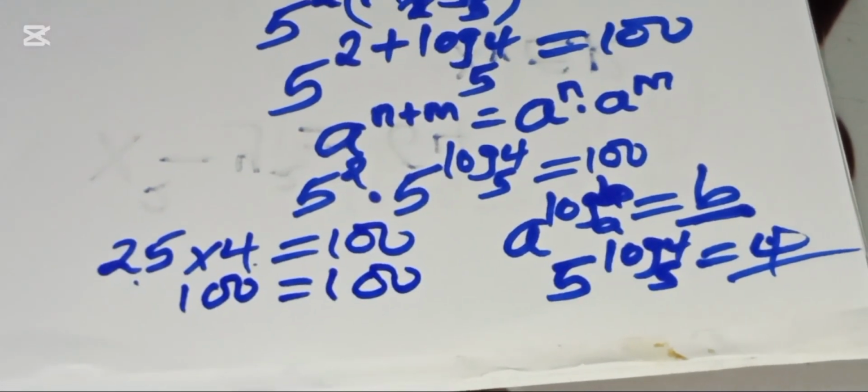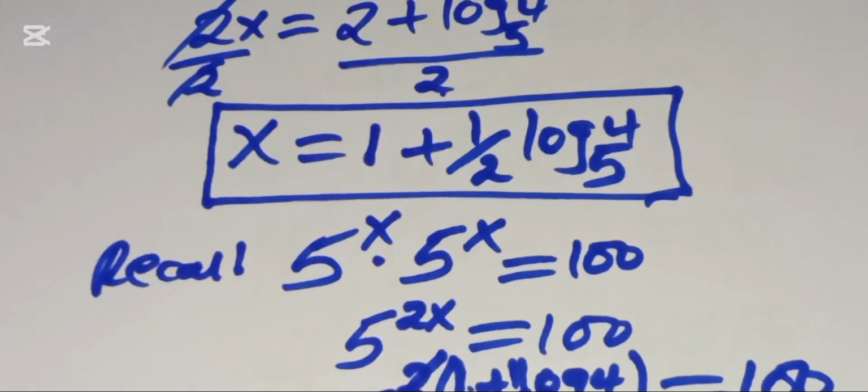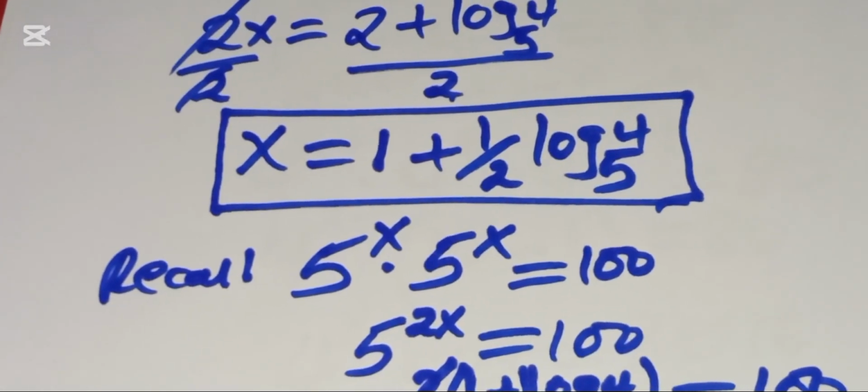And that shows that the value of x, which is equal to 1 plus a half log 4 to base 5, satisfies the equation.